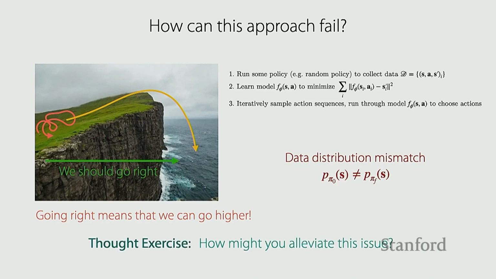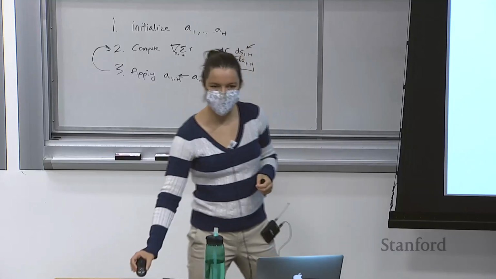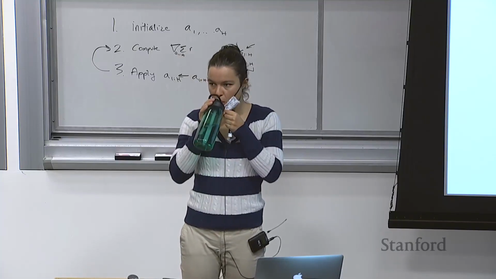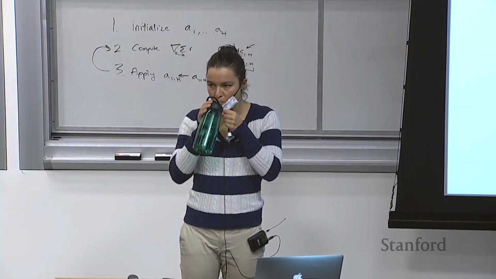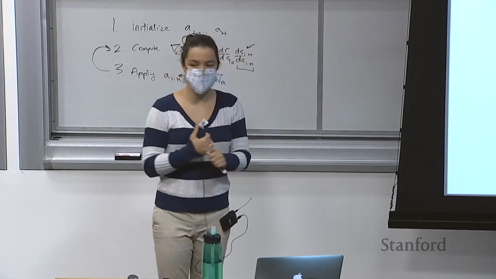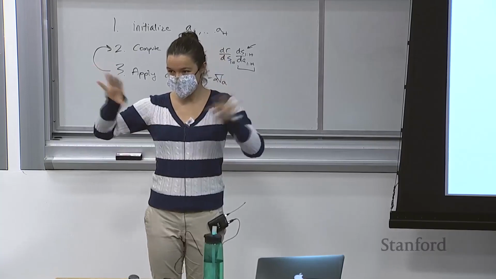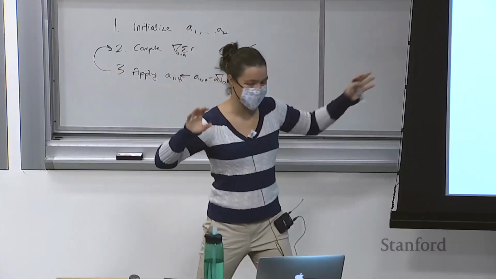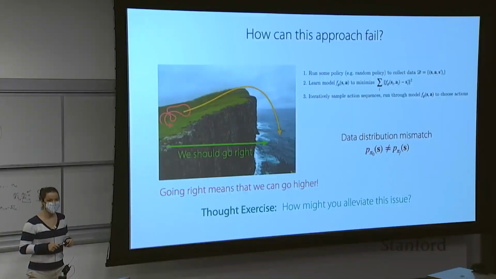Cool. So a thought exercise for all of you. How might you go about alleviating this issue? Yeah? Intentionally try to explore as much as possible. Yeah, so one thing that you could do is, in your initial policy, try to explore as much as possible so that you can see a much broader distribution and cover more. That's a good idea.